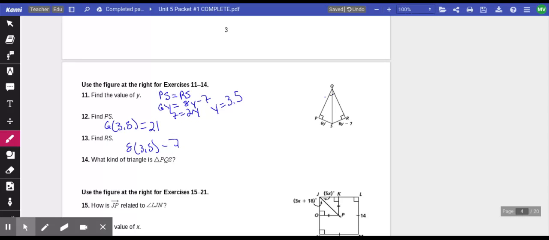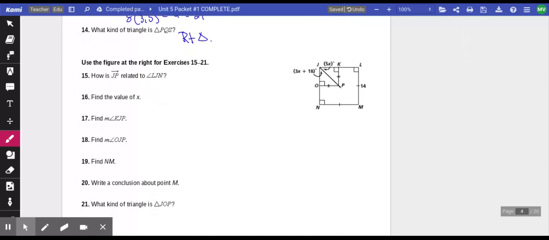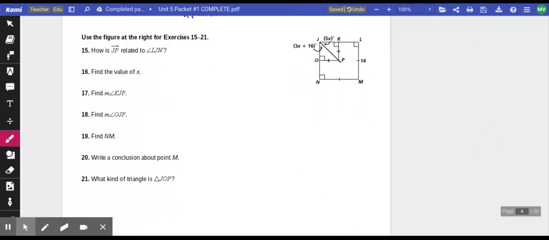which also equals 21. What type of triangle is PQS? So PQS is this triangle, and it is a right triangle. Use the figure at the right to do 15 through 21. So I want you to pause and try to do this.